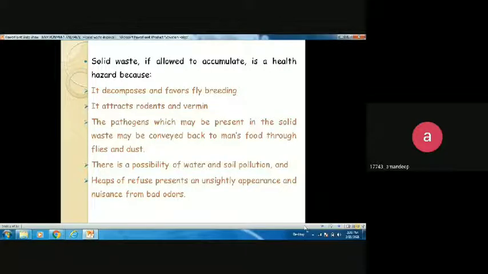Solid waste, if allowed to accumulate, is a health hazard because it decomposes and favors fly breeding. It attracts rodents and vermin. The pathogens which may be present in the solid waste may be conveyed back to man's food through flies and dust. There is a possibility of water and soil pollution, and heaps of refuse present an unsightly appearance and a nuisance from bad odors.